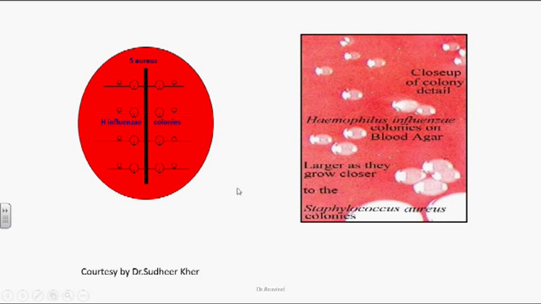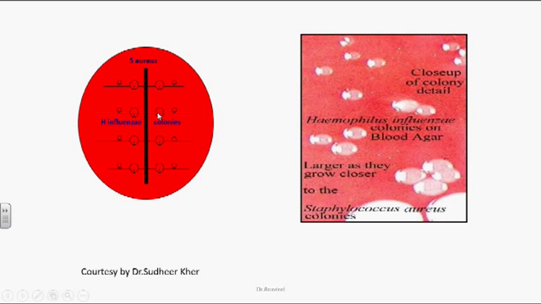So this is the satellite phenomenon, a cartoon representation. Here at the center is the blood agar culture plate. On this blood agar culture plate, the center black line refers to Staph aureus colonies. Adjacent to the Staph aureus colonies, we can see small circles, which represent the colonies of H. influenzae, growing adjacent to the Staph aureus. And this we can call the satellite phenomenon.